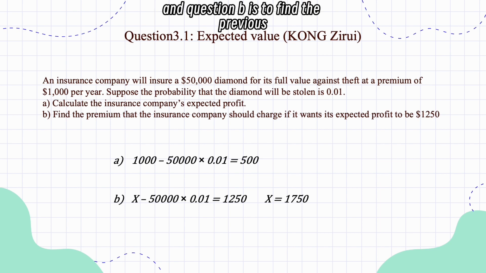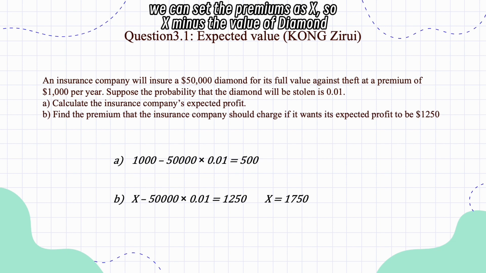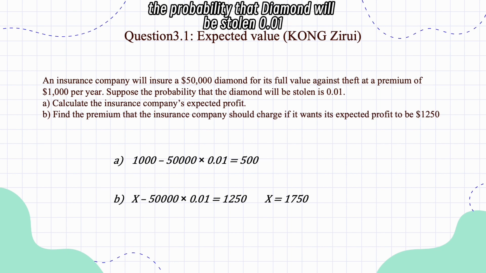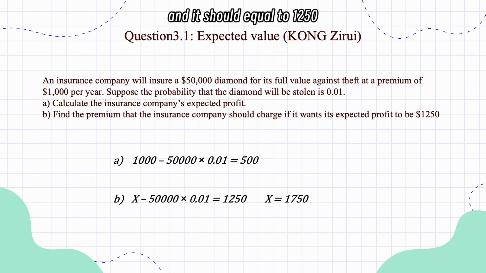Question B is to find the premium that the insurance company should charge if it wants its expected profit to be 1,250. So we can set the premium as X. X minus the value of the diamond, 50,000, times the probability that the diamond will be stolen, 0.01, should equal 1,250. So X should equal 1,750.